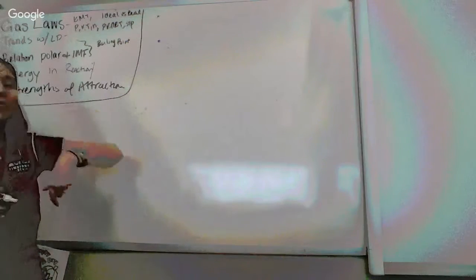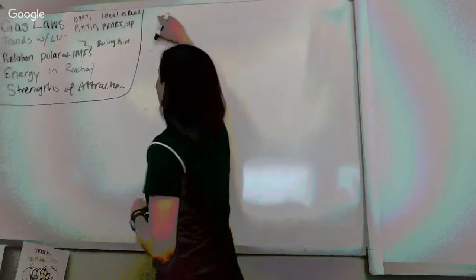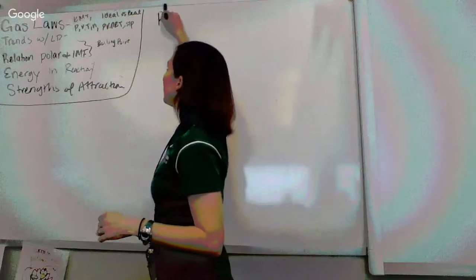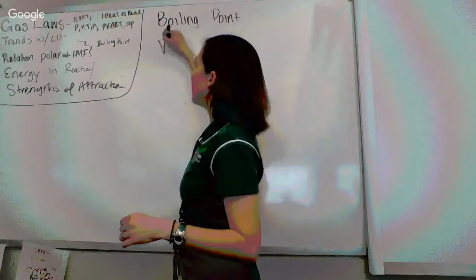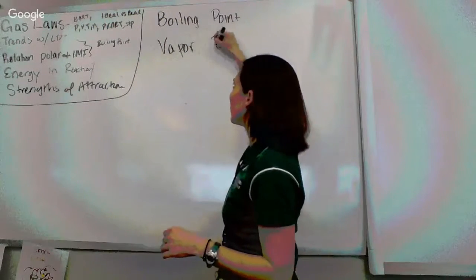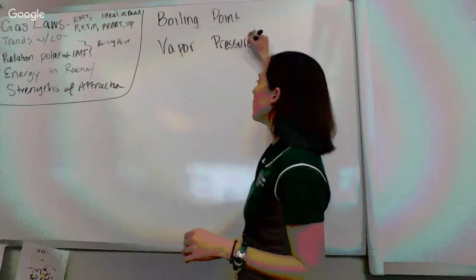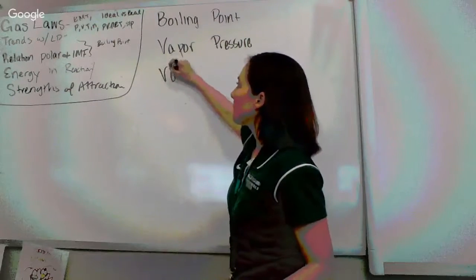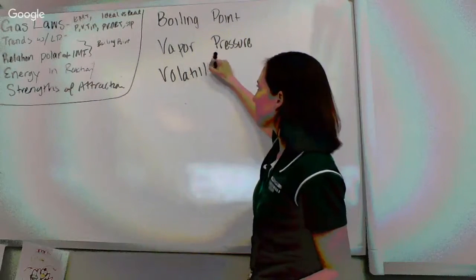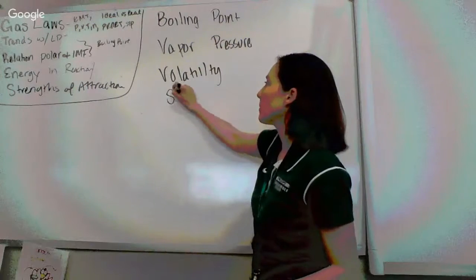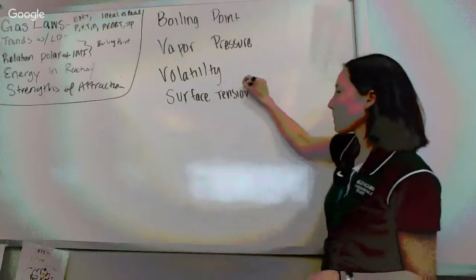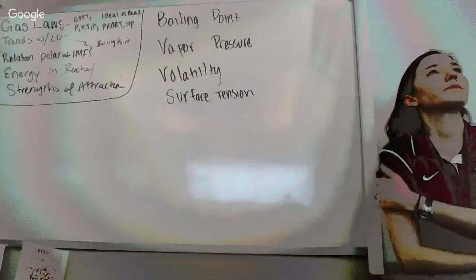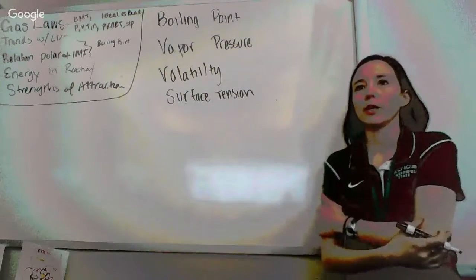I might kind of cover both of these, and that'll go with our boiling point. And so the biggest properties, if I can remember off the top of my head, we talked about were boiling point, vapor pressure for sure. You want to be comfortable with both of those. Volatility, surface tension, hoping I'm not forgetting any of those.